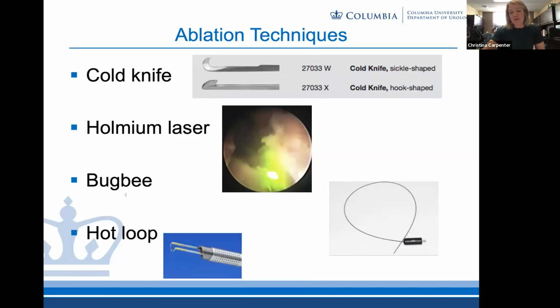And then another option is a hot loop. Again, this would be through the resectoscope, but this is commonly only used in children who present later, and so they're a bit older, or if they have recurrence.